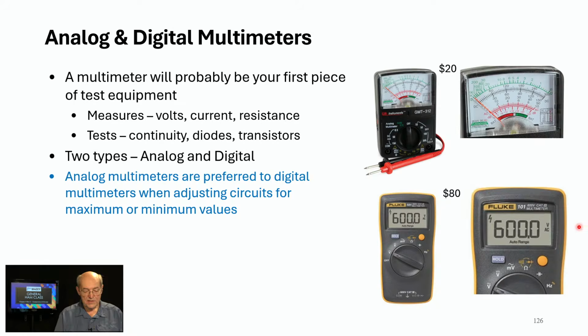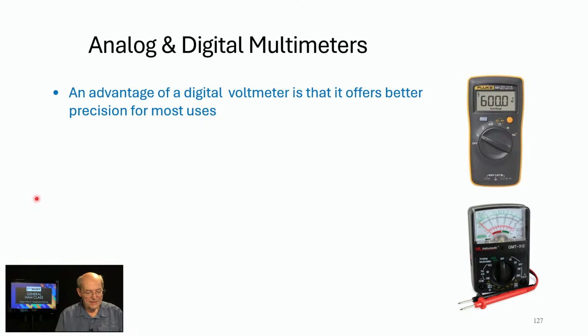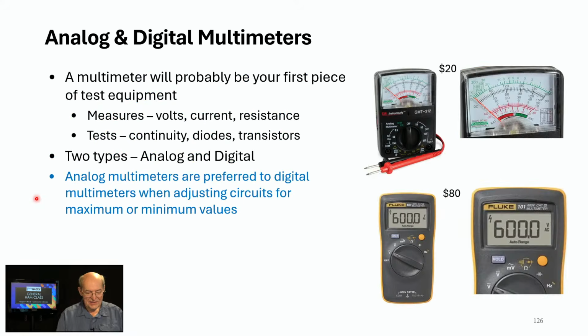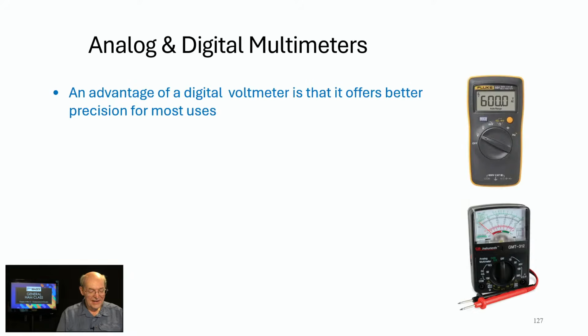So sometimes these are usable, but in terms of our poll question, they're saying analog meters are preferred to digital when adjusting circuits for max or min values. Where's the Simpson meter? That's one of these, okay, Simpson 260. Yeah, the good old, I've got more than one of those at home too. Analog and digital multimeters, okay.